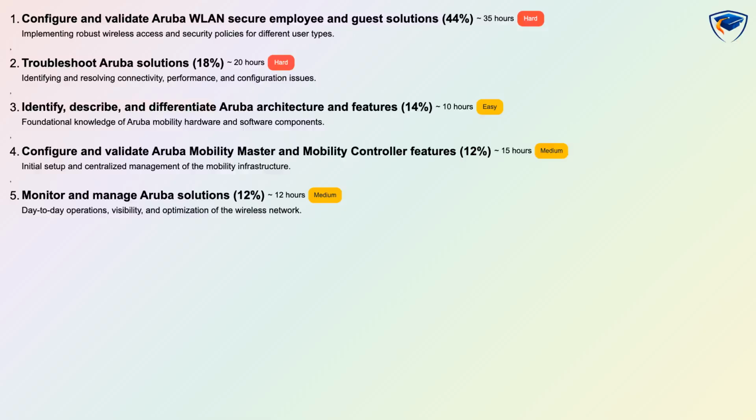Configure and validate Aruba WLAN Secure Employee and Guest Solutions is 44%. Troubleshoot Aruba Solutions is 18%. Identify, describe, and differentiate Aruba architecture and features is 14%. Configure and validate Aruba Mobility Master and Mobility Controller features is 12%. Monitor and manage Aruba Solutions is 12%.